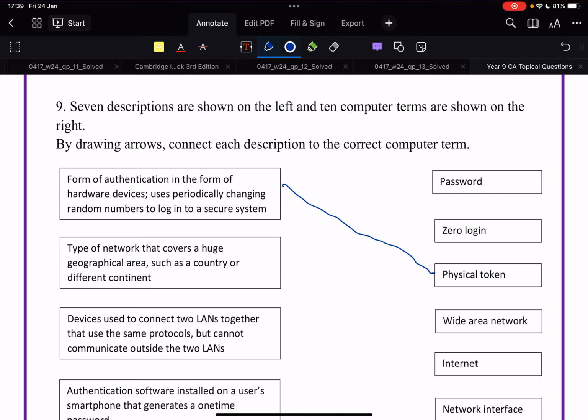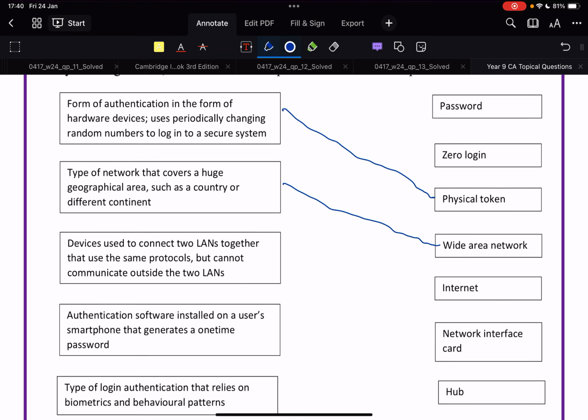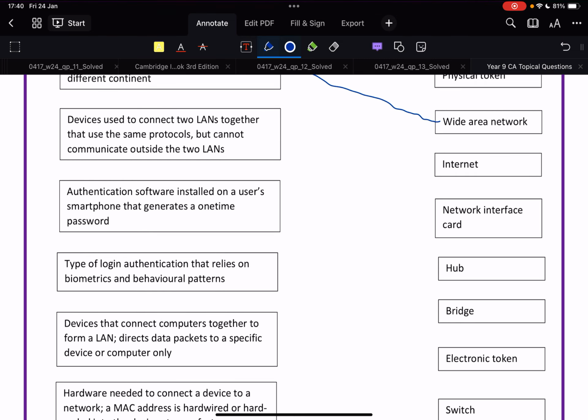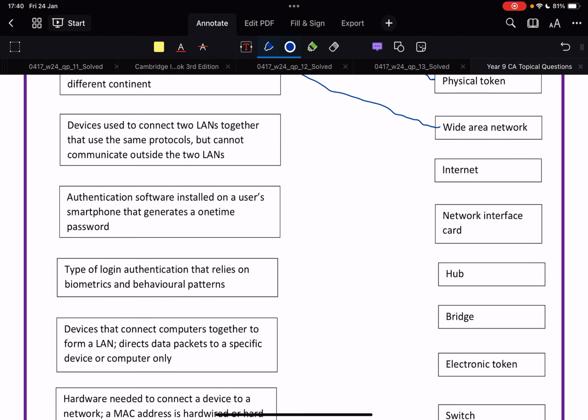Type of network that covers a huge geographical area, such as a country or different continents. That is the wide area network. So I have this here. Devices used to connect two LANs together that use the same protocol but cannot communicate outside the two LANs. So it uses the same protocol. So that would be bridge.